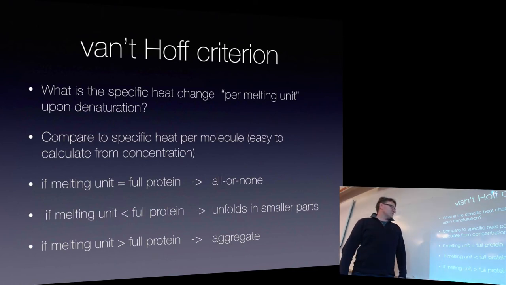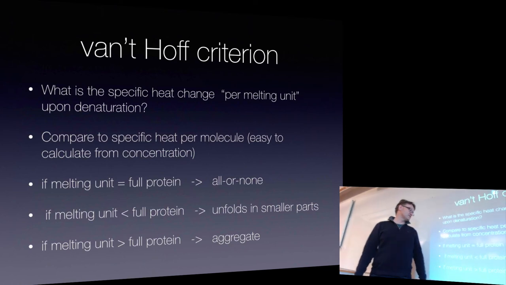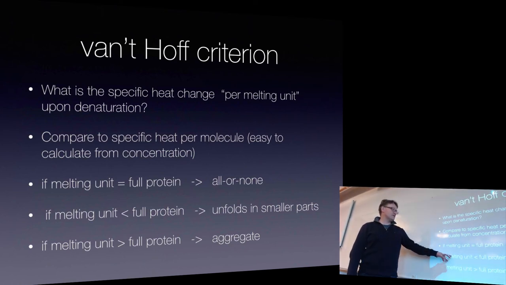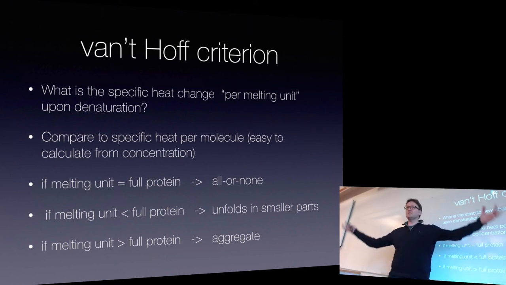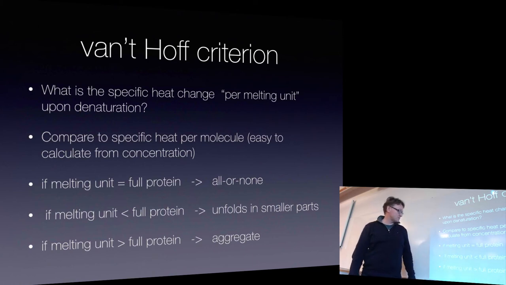And if the melting unit is the entire protein or folding unit, then it's definitely an all or none transition. If the melting unit is significantly smaller than the entire protein, then we can have the protein folding or unfolding in smaller parts. And you could imagine that the unit required is actually much larger than the protein, and then you would need many aggregates of proteins for it to be stable. And if you think that this is strange, many of these prion diseases probably belong down here.